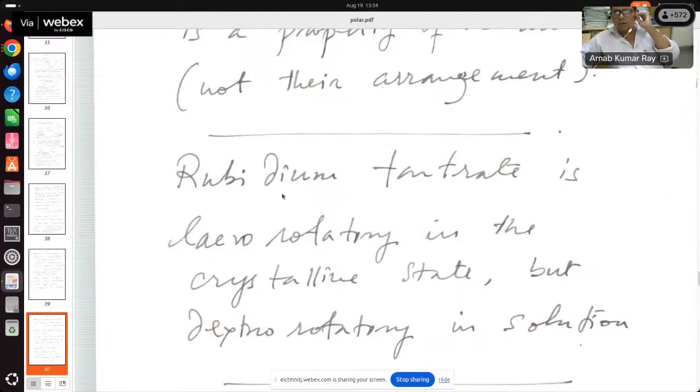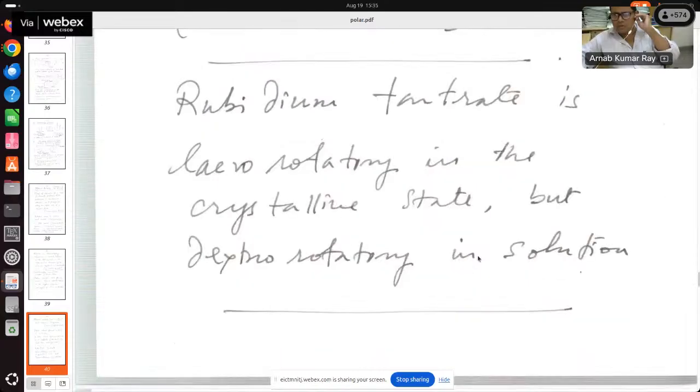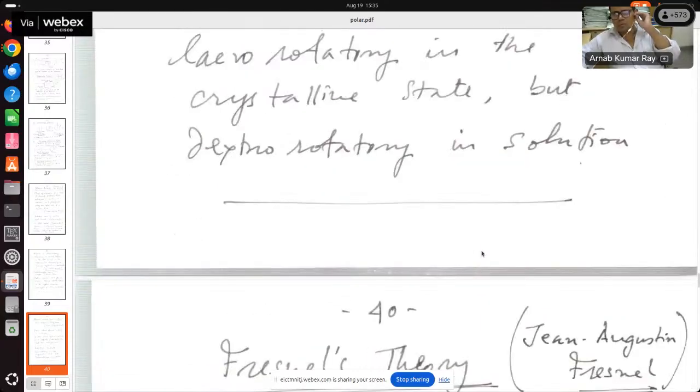There is this material rubidium tartrate that is levorotatory, left-handed rotation, in the crystalline state. In the crystalline state, it's solid. But you dissolve it, like salt is a crystal, but you dissolve the salt in water, it becomes a solution. So this rubidium tartrate will show levorotatory behavior in the crystalline state, which means that it depends on the structure, but it will show dextrorotatory behavior in a solution. So these are the optical activity behaviors.